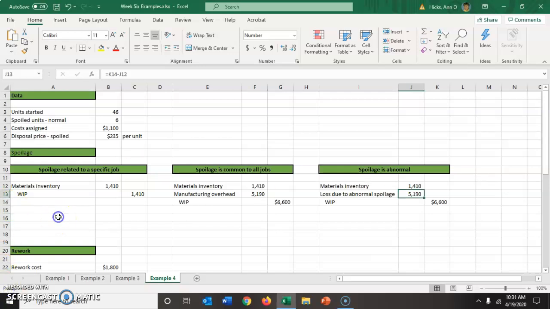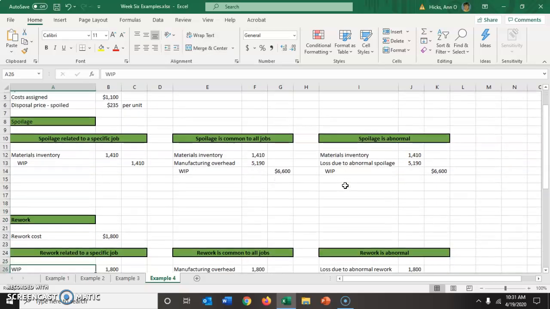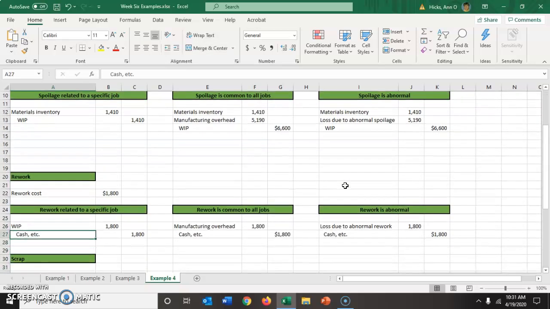Now, before we leave this example, I want to go through a couple of other scenarios. One scenario is, what happens if we can rework the spoilage? In other words, we can spend some money, fix the defect, and then actually sell the product. Again, we need to determine, does this relate to a specific job or is it common to all jobs?